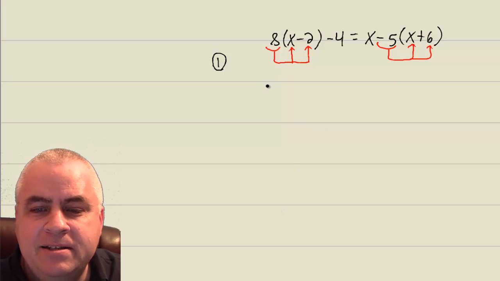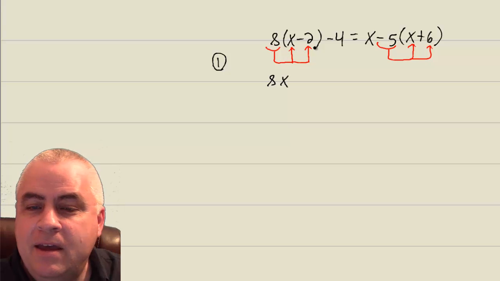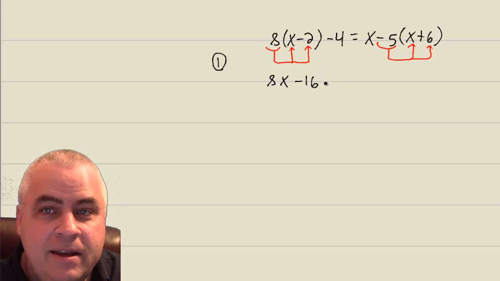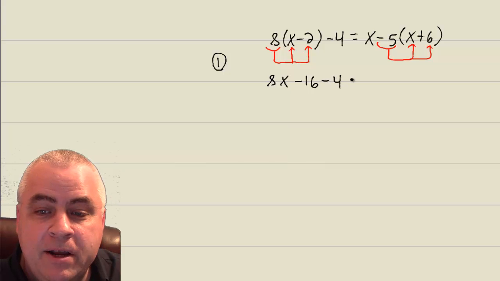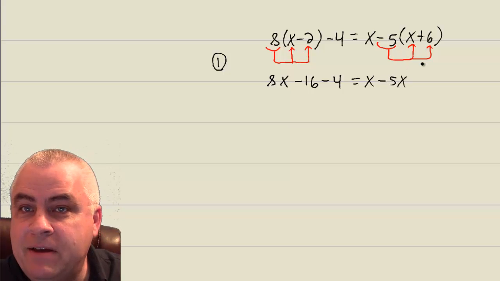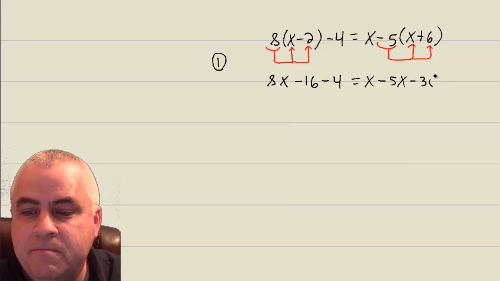Well, 8 times x is 8x. 8 times negative 2 gives us negative 16. The negative 4 carries down. The x carries down. Negative 5 times x is negative 5x. And negative 5 times 6 gives us negative 30.